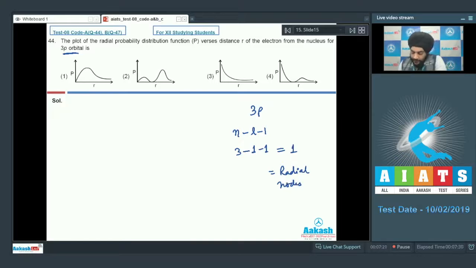Out of the given graphs, we can see that only the graphs indicated in 2 and 4 have one radial node. But if we talk about the probability of finding an electron at the nucleus for the 3p orbital, it is equal to 0. So out of the given graphs, only the second graph is correct. So we have to select option 2 as the correct answer to this question. Let us look at the next question.